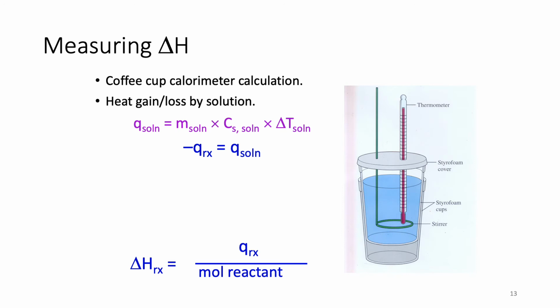So that the minus Q of my reaction will equal the Q of solution. Basically, once again, whatever my solution is gaining is because my reaction released. It is going to be a case in which we can neither create nor destroy heat. We can only transform it between different systems. My delta H of reaction is going to equal the Q of my reaction divided by my moles. So once again, the units are going to help you out. Units here are going to be kilojoules over mole.